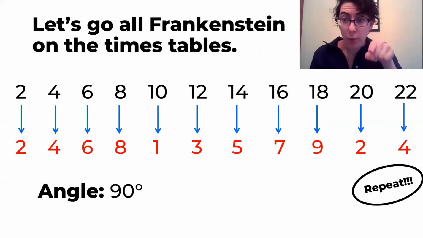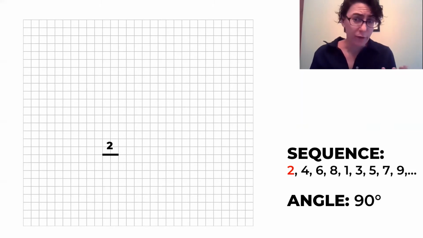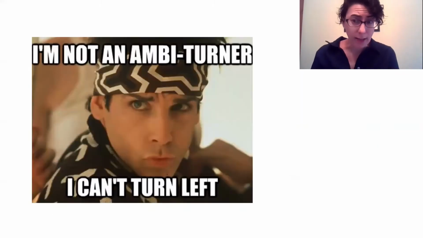So let's put this into action and build ourselves a spirolateral. So first, let's get out some grid paper. Here we go. And let's start out by drawing a length of 2. And now we have to turn 90 degrees. Should we go left or right? Oh, I apologize. You're not an ambi-turner. That's okay. We can turn right.